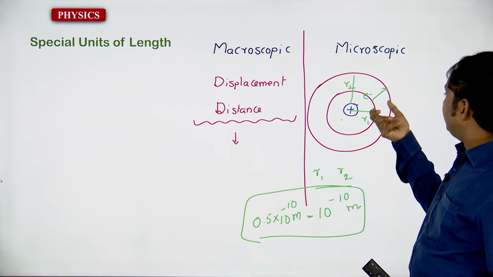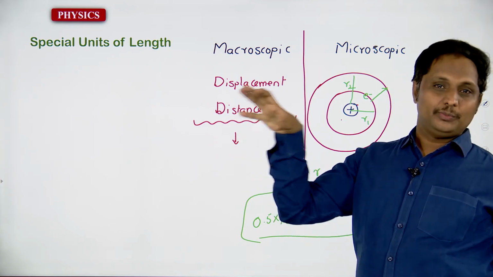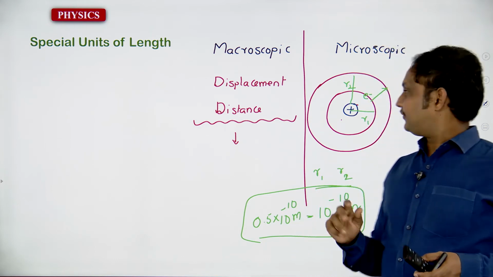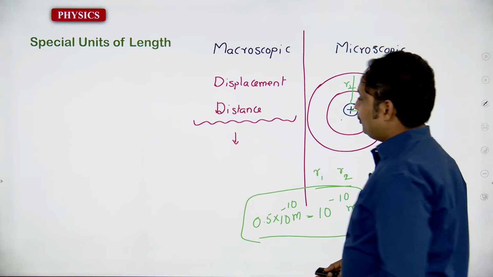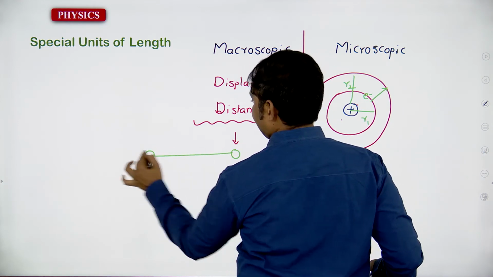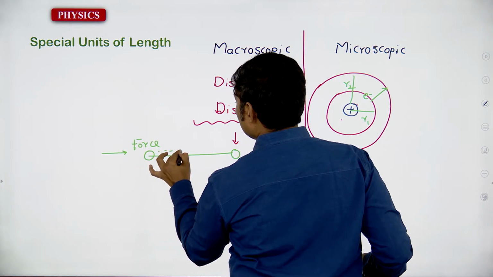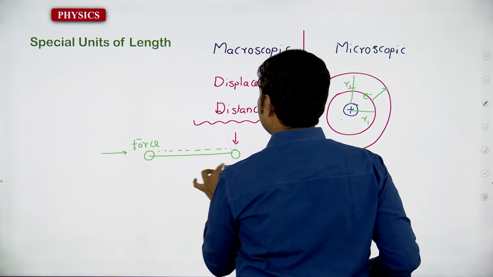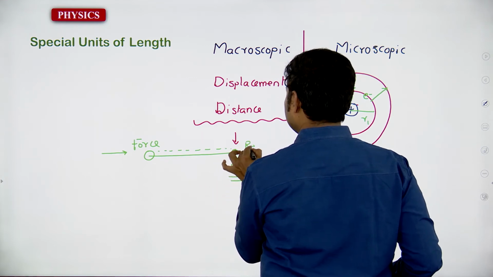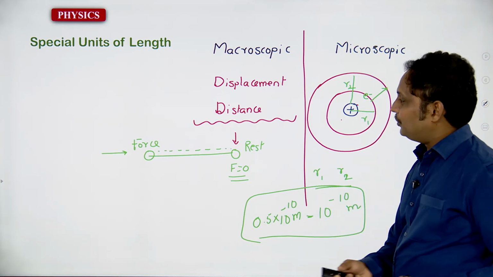The electron, sometimes it is going to be excited, sometimes it is going to be de-excited to maintain stability. How is it going to have that stability? Suppose you have one object which is acted upon by a force, it is going to be displaced here. Here F is equal to 0, it is at rest position. This is very clear, we would like to know about that.